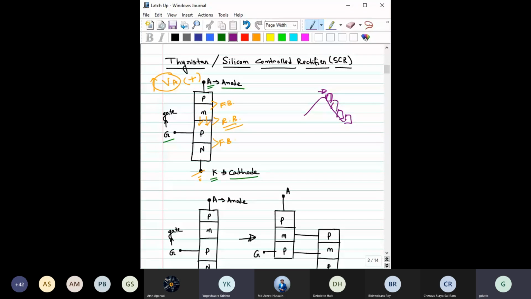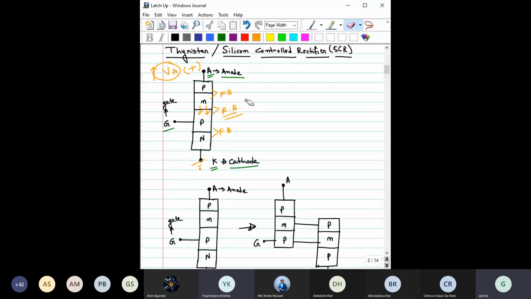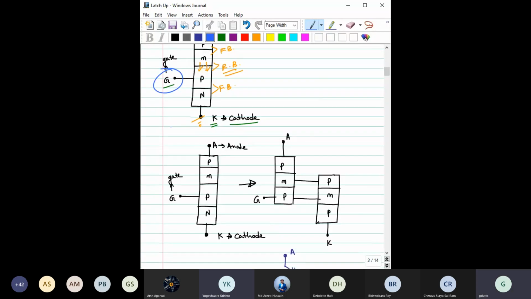Once this avalanche has started, probably you could have reduced this VA. You no longer need any further force to continue that. By the way, this is not even ice actually. So you understood. So what is going to happen if you do not have, say, even any gate voltage? Now let us try to understand this from another perspective.